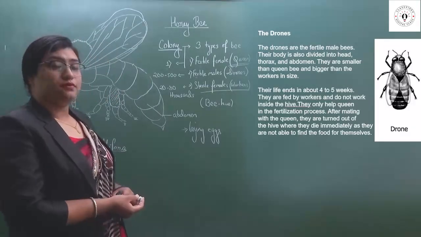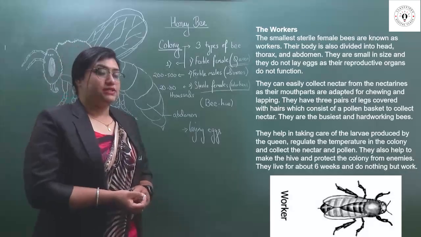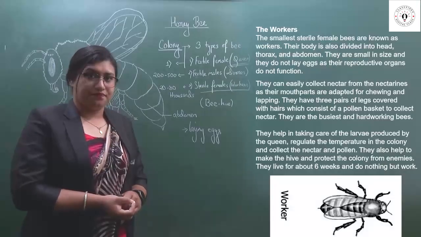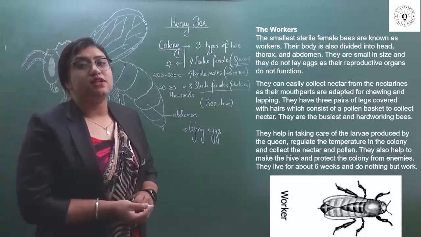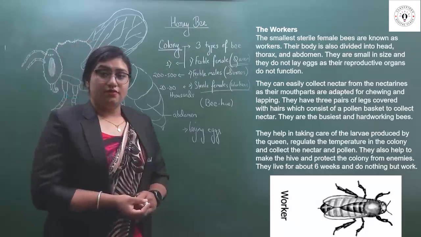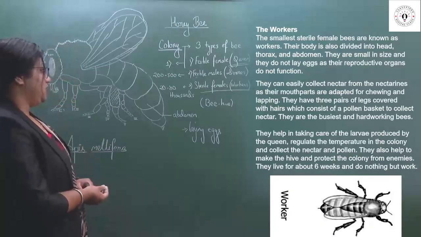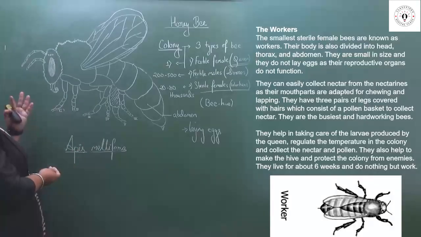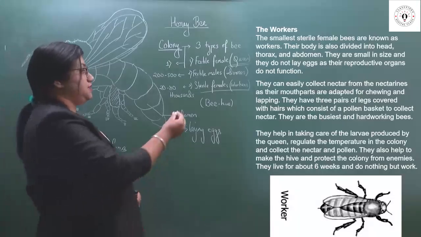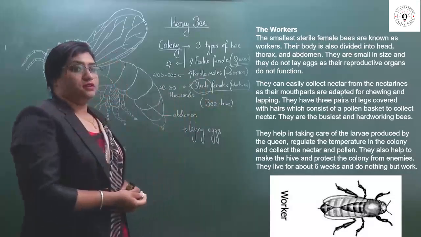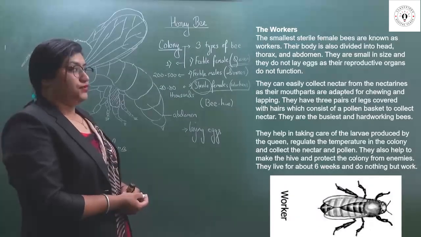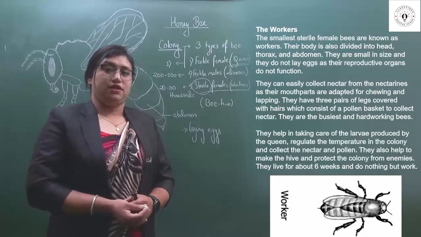Next, let's go through the worker bee. It is the one we need to learn a lot about, and we can even learn from them. The smallest, the busiest, the most hardworking of the beehive, that is the worker bee. The structure consists of the same head, thorax and abdomen, but the abdomen is very small. That is because it is a sterile female, and the reproductive organs of the worker bees are not functional and do not help in reproduction.